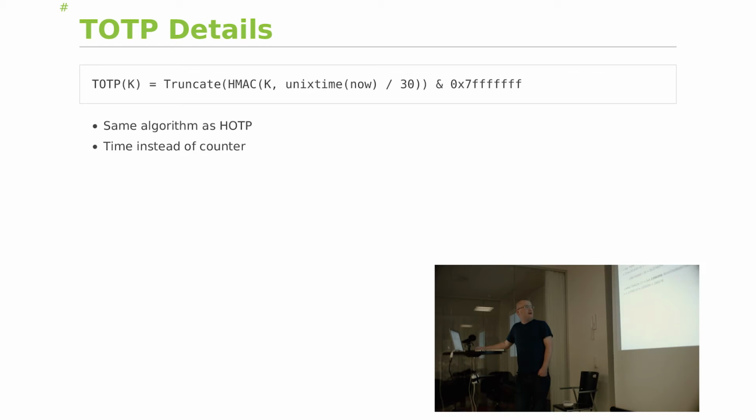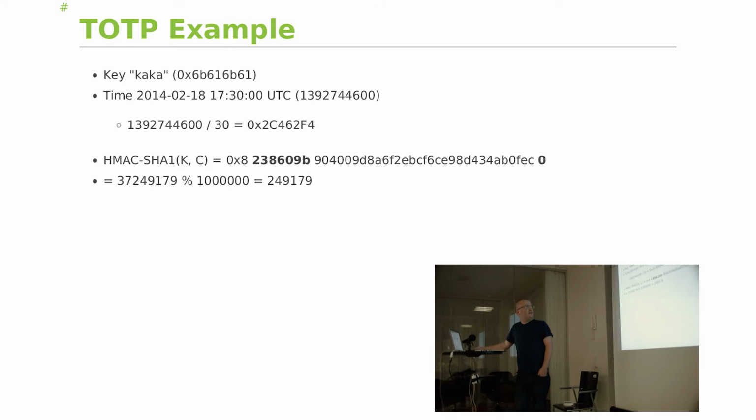And again, an example. It might not say a lot, but take the current time, divide it by 30 and get a challenge. Use that as the message for the HMAC SHA-1. Get an answer, use the last 4 bits as a reference, get a hex, and take that modulo 1 million to get a 6-digit number.